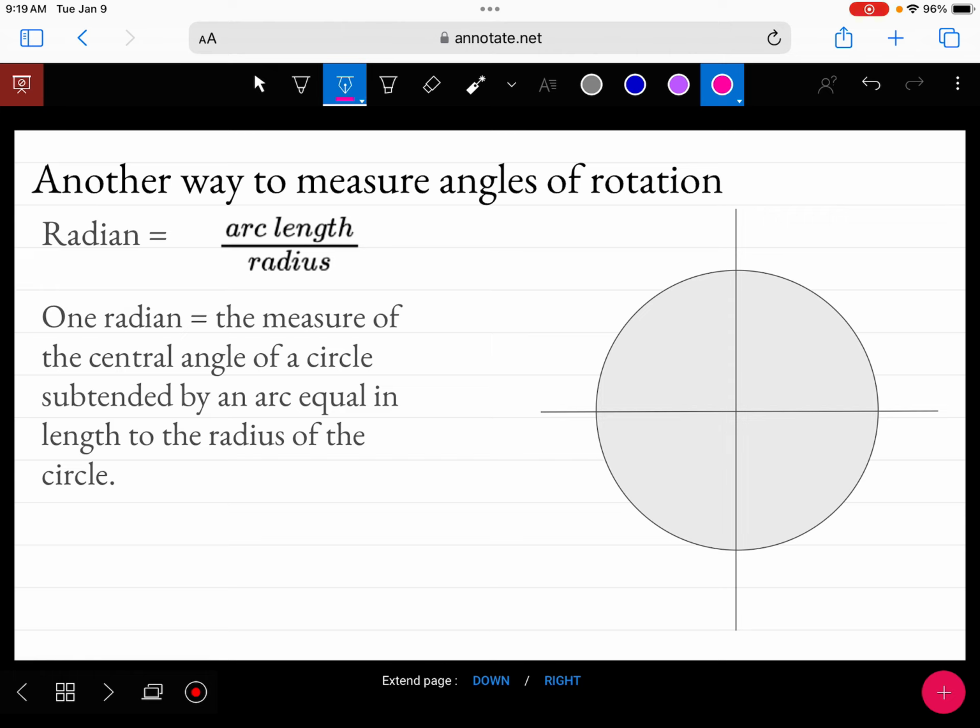What it is, it's relating the length of the side of the circle to the radius of the circle, and using that to talk about our angle measure here. So it's really weird, because what 1 radian is, if we were to take the radius.